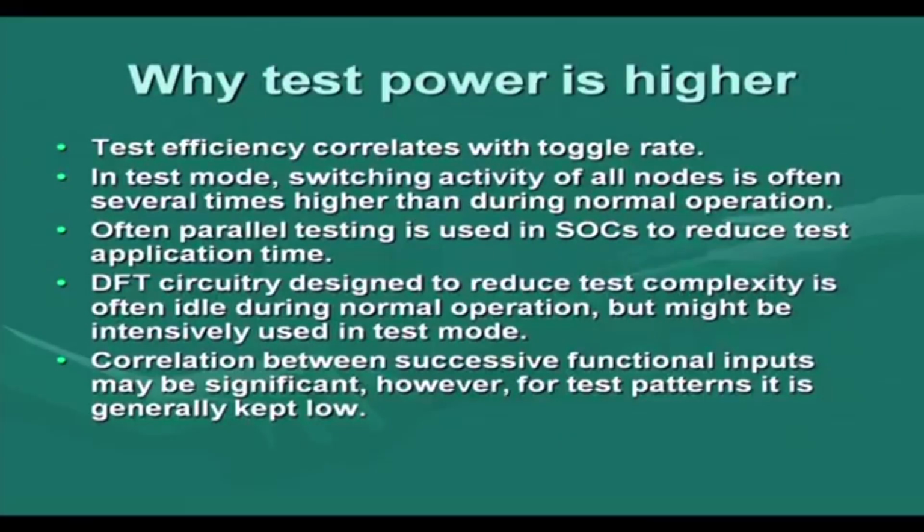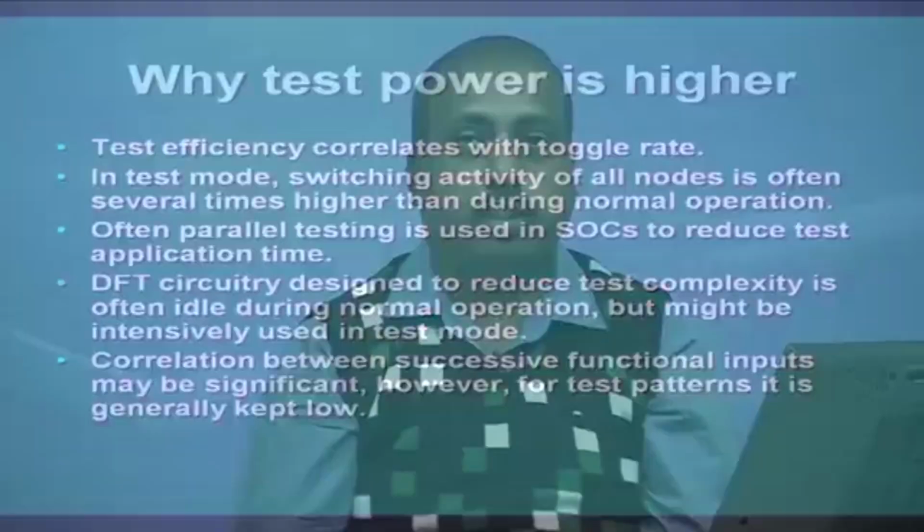Then in test mode, switching activity of all nodes is often several times higher than during normal operation. The switching activity is actually a measure of how many times the output changes when the system is operating. As we have seen, for a CMOS circuit, until and unless the output changes, dynamic power consumption is not there. And till say 90 nanometer technology, 80% of the power consumption of a circuit was due to dynamic power, and the rest was due to static power. Of course, with the advancement in technologies, the situation is changing.